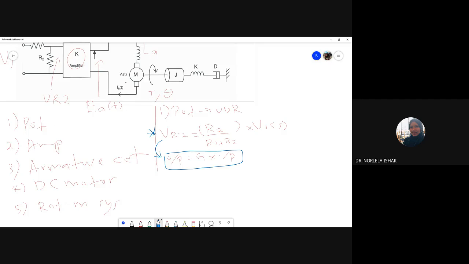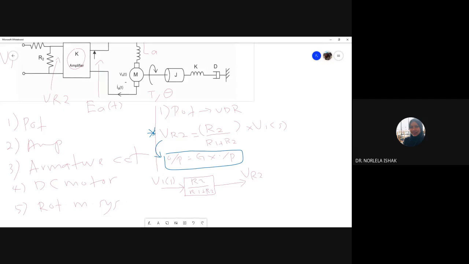Okay, so meaning from here you draw your block diagram. You draw your functional block diagram belonging to subsystem number 1, the potentiometer. So meaning the input is VI, okay, the output is VR2, and then here is R2 over R1 plus R2. Okay, so we complete our subsystem number 1.